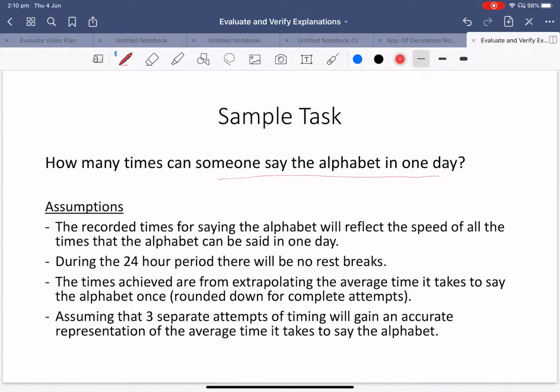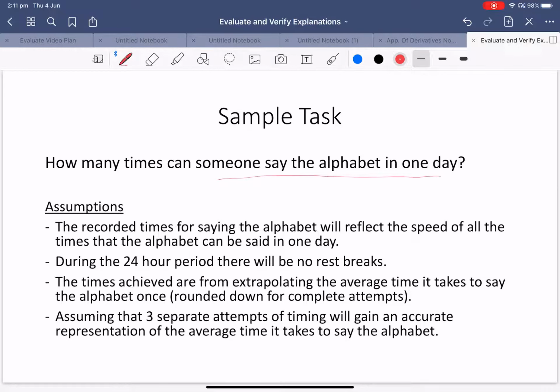All right, so our assumptions are the recorded times for saying the alphabet will reflect the speed of the times that can be said in that whole day. So how you start will be the same as how you finish. During a 24-hour period, there'll be no rest breaks. The times achieved are from extrapolating the average time it takes to say the alphabet once.